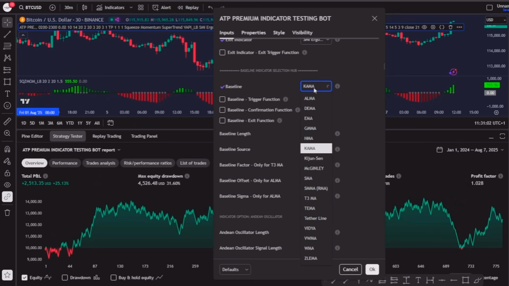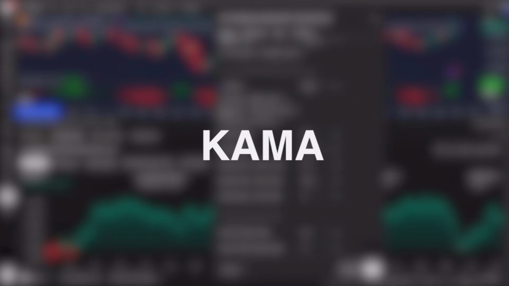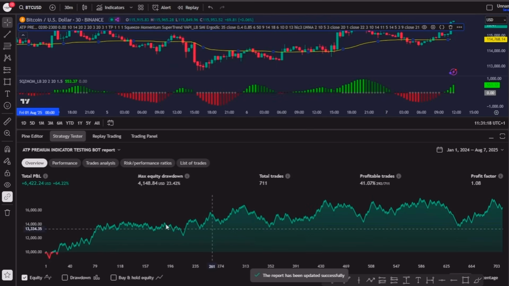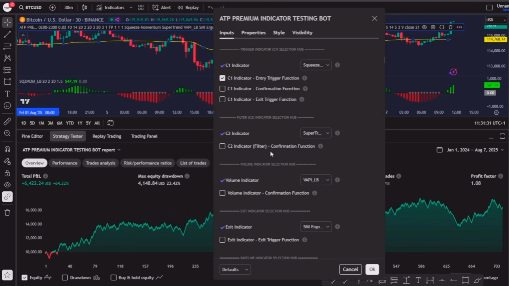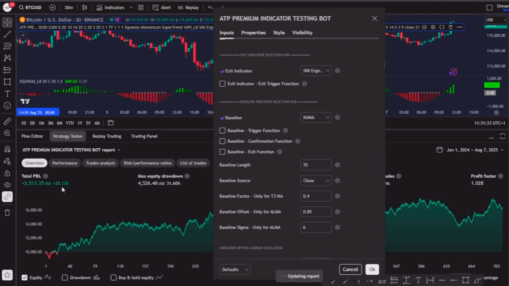I will test the same strategy with each of the 3 moving averages we talked about earlier, and then compare their performance under the exact same conditions. Let's start with a Kaufman Adaptive Moving Average, using a length of 35. With this setup, we got a win rate of 41% and a total profit of 64%. That's already a huge improvement. When you remember that the base strategy only gave us a 25% profit, we can see that the Kaufman moving average more than doubled the profit, even with almost the same win rate.